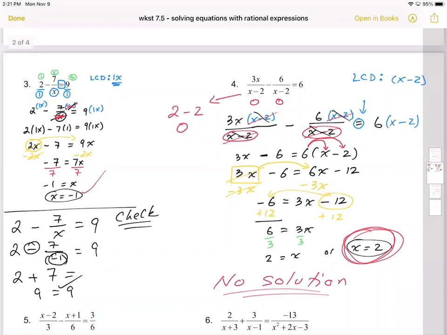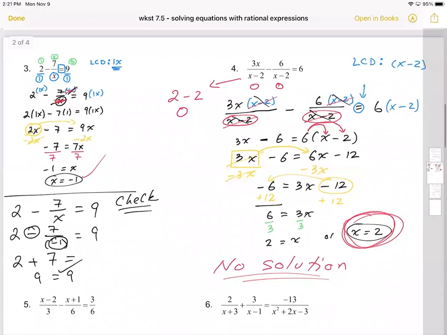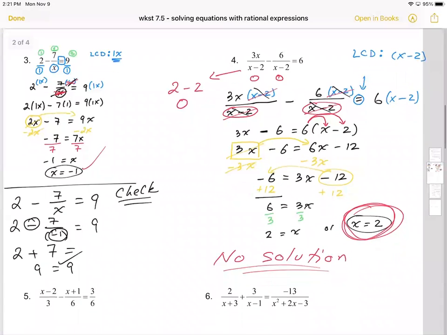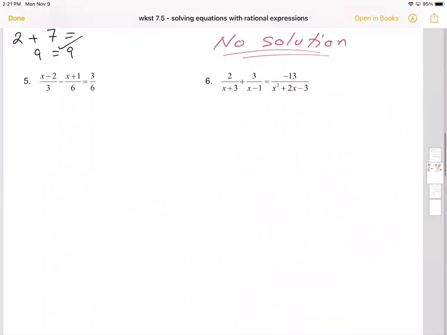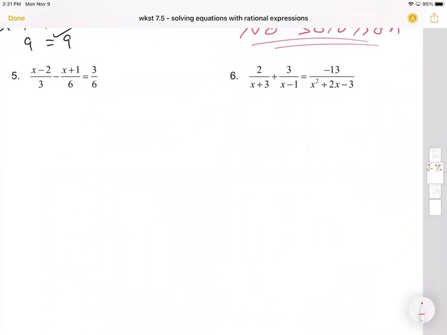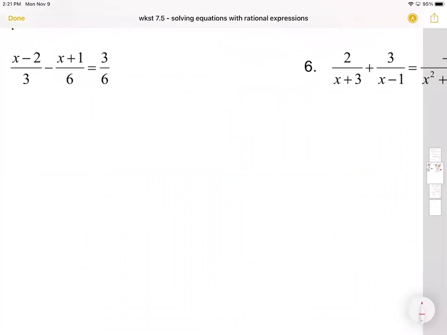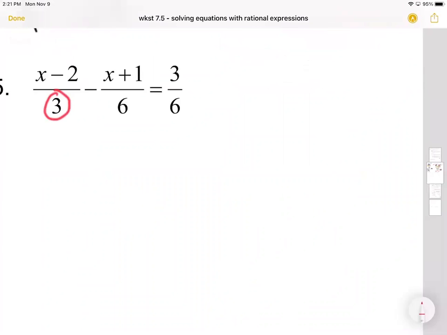Now, let's take a look at number 5. If you don't see that the LCD is 6, okay? If you don't see the LCD is 6, let me show you, because you're solving, it does not matter. The LCD here is 6.